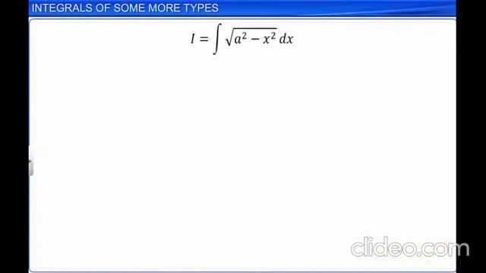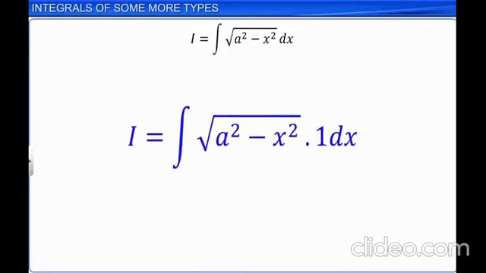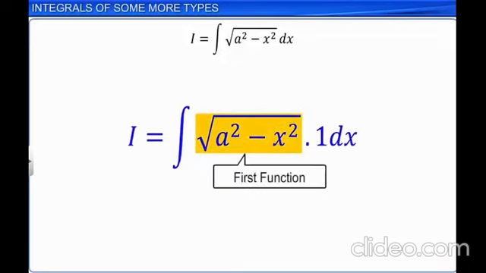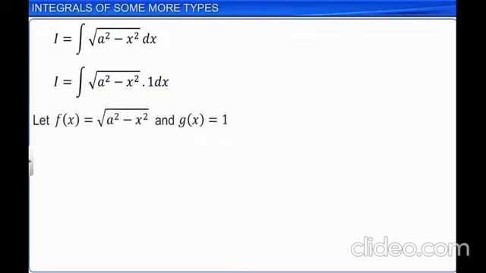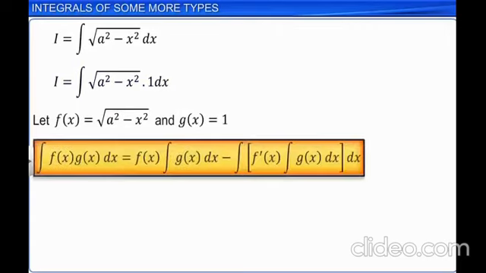Lastly, let us evaluate integral of square root of a square minus x square dx. We evaluate this integral by the method of integration by parts. So we multiply the integrand square root of a square minus x square by 1. Let's consider the algebraic function square root of a square minus x square as the first function and 1 as the second function. Let f of x denote the first function and g of x denote the second function. Recall the formula to integrate the product of two functions by the method of integration by parts. On substituting the values of f of x and g of x in the formula, we get the expression as shown.